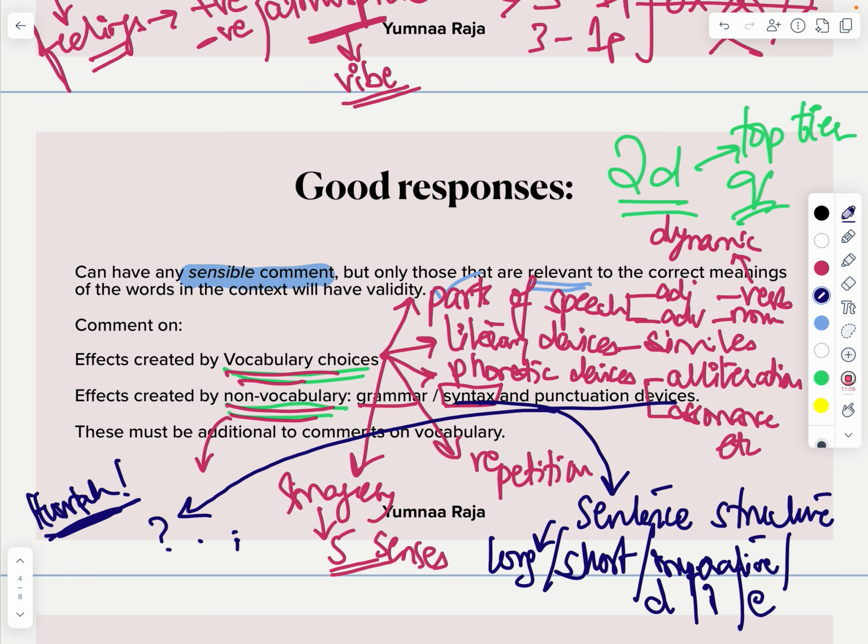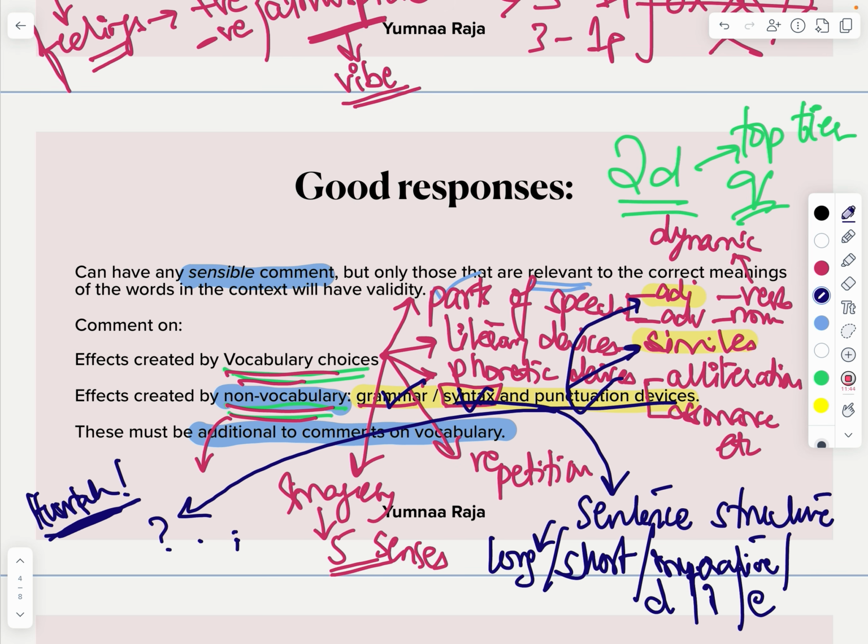What is the one thing that the examiners want you to remember and understand? That these non-vocabulary choices have to be additional to comments on vocabulary, which means that if you are commenting on, for example, an adjective or an adverb, all of these have to be additional to this. So you have to comment on an adjective and you have to comment on similes, for example, and then you have to comment on either one of these. So you can't comment on non-vocabulary choices individually.